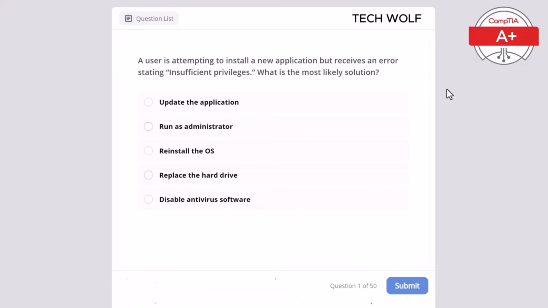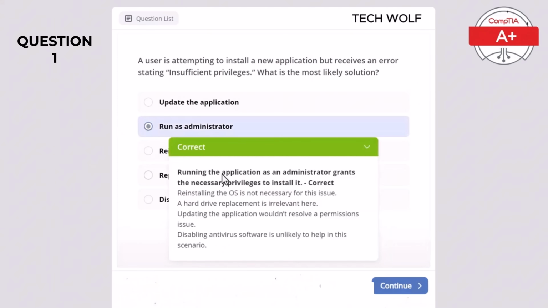First question is, a user is attempting to install a new application but receives an error stating insufficient privileges. What is the most likely solution? Update the application, run as administrator, reinstall the operating system, replace the hard drive, or disable antivirus software. And the correct answer here is run as administrator. Running the application as administrator grants the necessary privileges to install it.